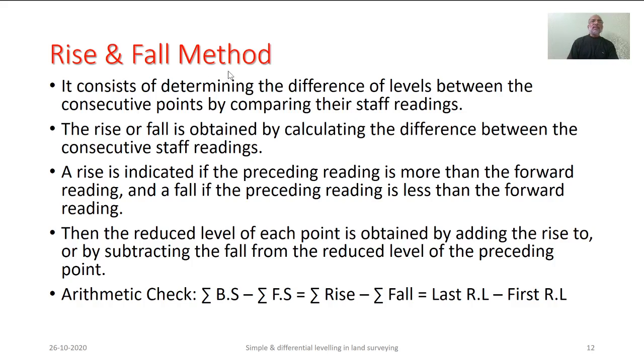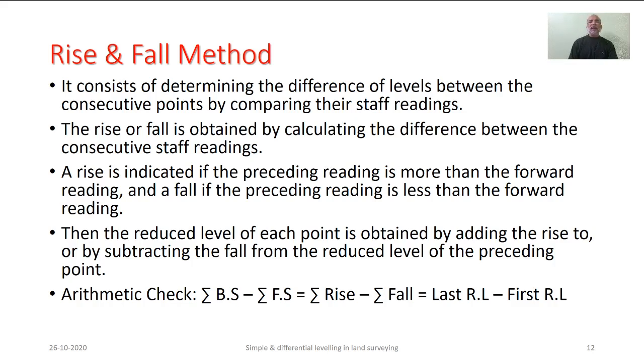Now, the second method is the rise and fall method. It consists of determining the difference of the levels between two consecutive points by comparing their staff readings. The rise and fall is thus used to work out the reduced level of the subsequent station. So, if the subsequent reading taken is less, there has to be a rise. Being a rise, it has to be added to the previous RL.